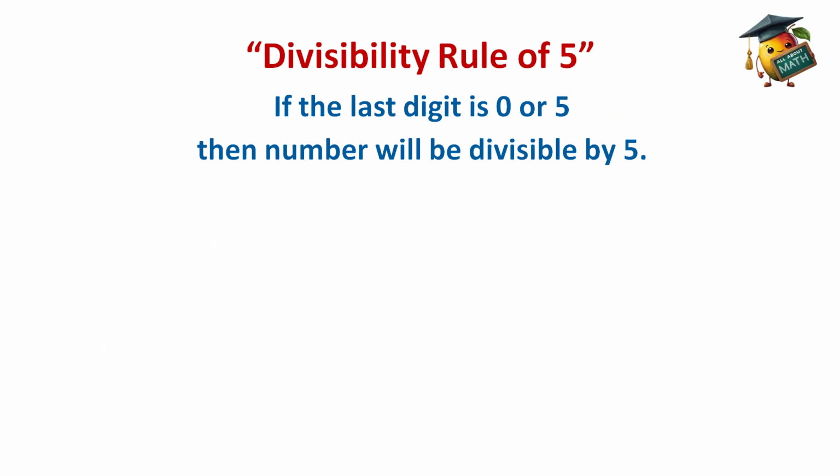Now the divisibility rule of 5. 5 is the rock star of the bunch. You just need to check the last digit. If it's 0 or 5, then the number will be divisible by 5.